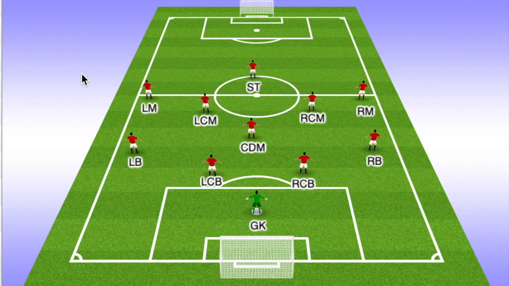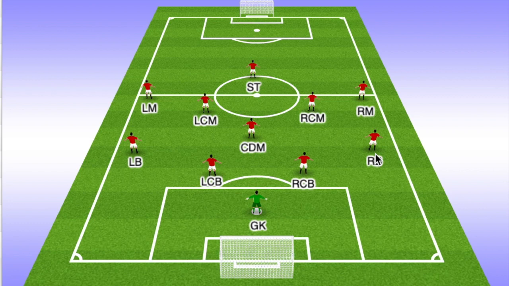Okay, let's take a look at the 1-4-1-4-1 formation. So if we do not include the goalkeeper, of course, that is just a 4-1-4-1. First we're going to go over the players and the player positions that we see here. And we have a line of four, a back line of four: left back, left center back, right back.